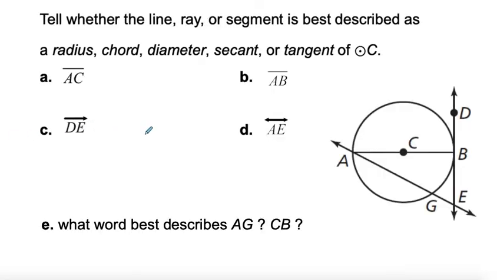Okay, so let's go to our example. So here I'm going to tell whether the line, ray, or segment is best described as a radius, chord, diameter, secant, or tangent of circle C. So my first one, I'm going to look at AC. First, I notice that it is a segment. It is using my center, and it goes to the circle. So that means that this one's going to be a radius.